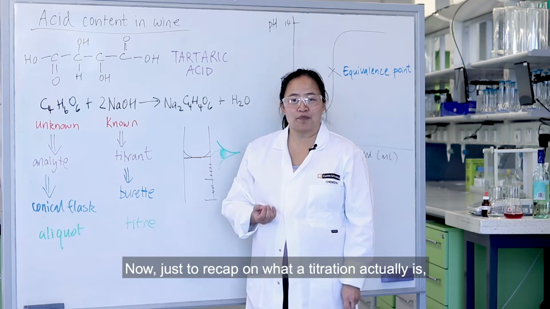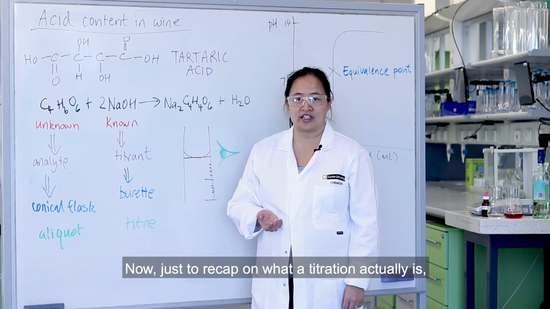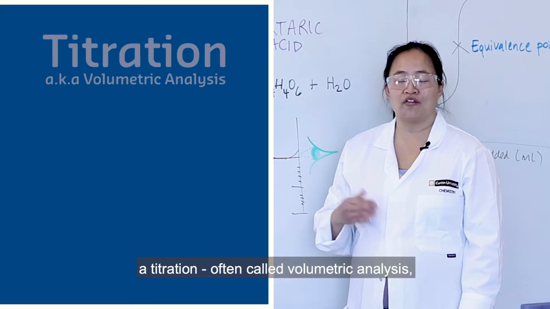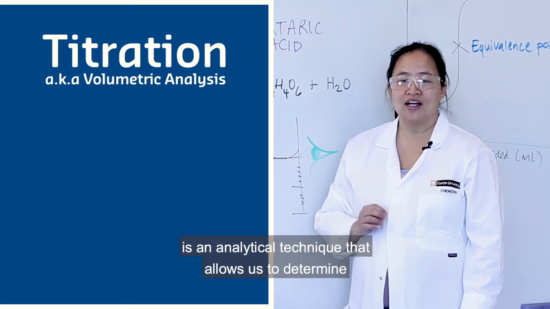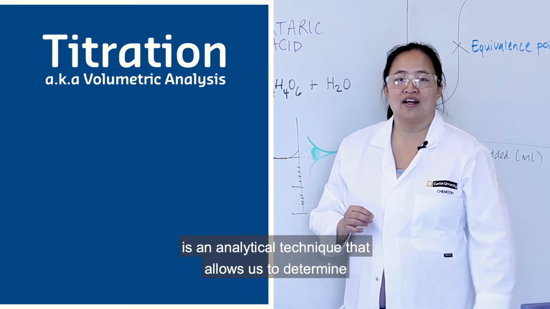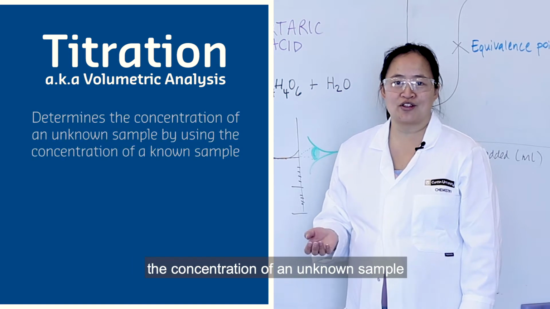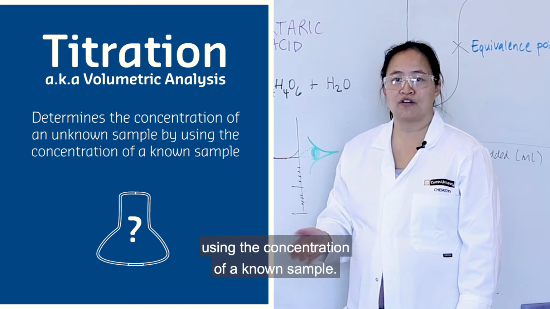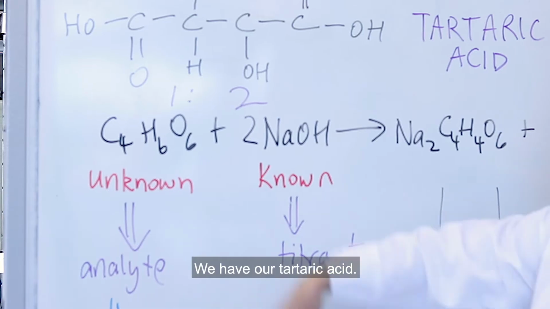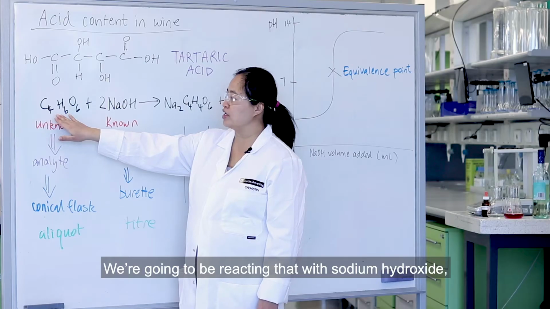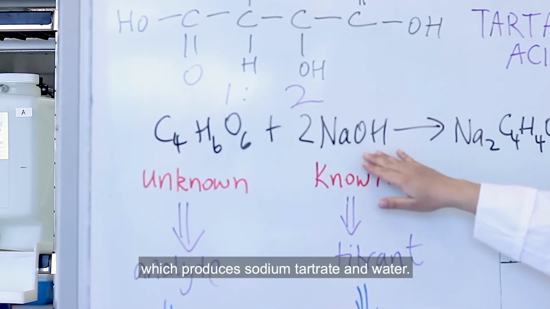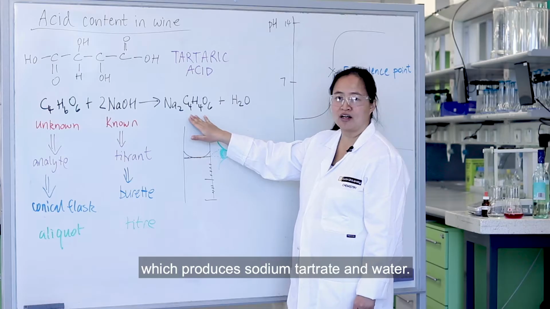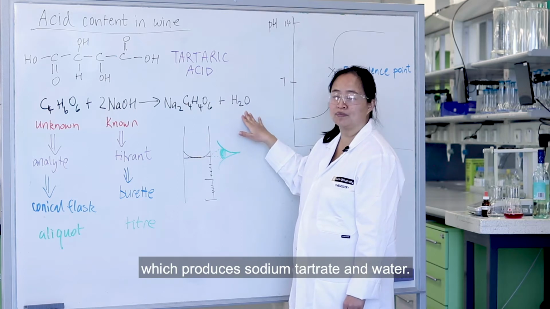Now, just to recap what a titration actually is: a titration, often called volumetric analysis, is an analytical technique that allows us to determine the concentration of an unknown sample using the concentration of a known sample. We have our tartaric acid. We're going to be reacting that with sodium hydroxide, which produces sodium tartrate and water.